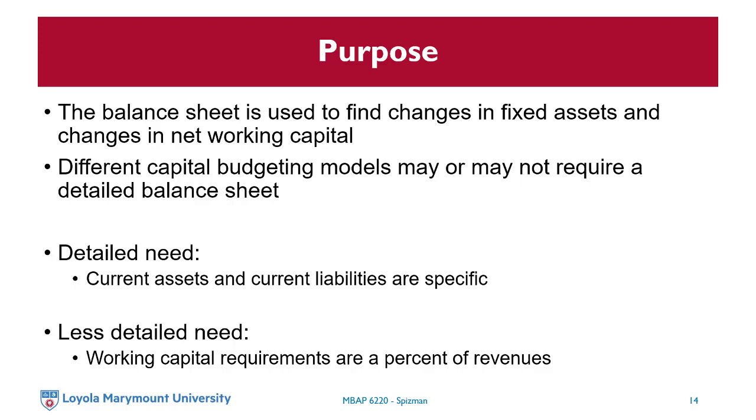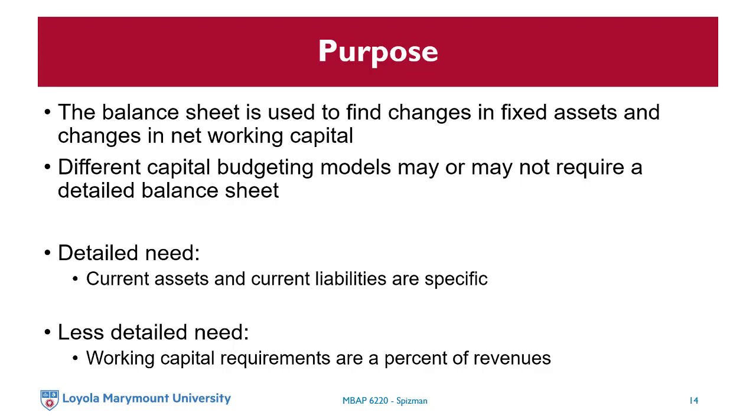In these situations, you can think of the current asset mainly being inventory. If it's given as a % of revenues, then less detail is going to be needed on our balance sheet. So I want to make sure that we're capable of building the pro forma balance sheet. I think it's important, but keep in mind that for some problems, it might be a little bit overkill. Some of the homework problems, it might be a little bit overkill.